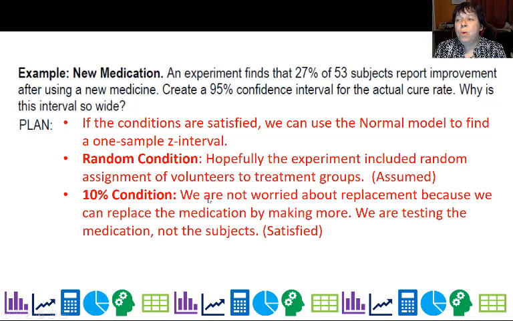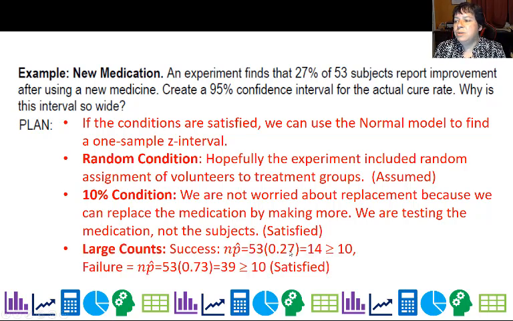10% condition. Well, we're not really worried about replacement. In this instance, it's not like we're using up the medication completely. We can always make more. So we don't have to worry about the 10% condition. Sometimes you might see archery examples where they keep shooting at targets. You don't use up all the attempts. It's not a replacement issue.